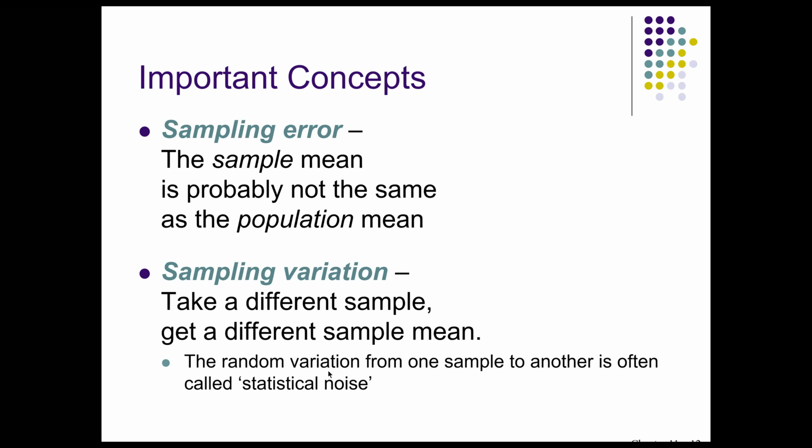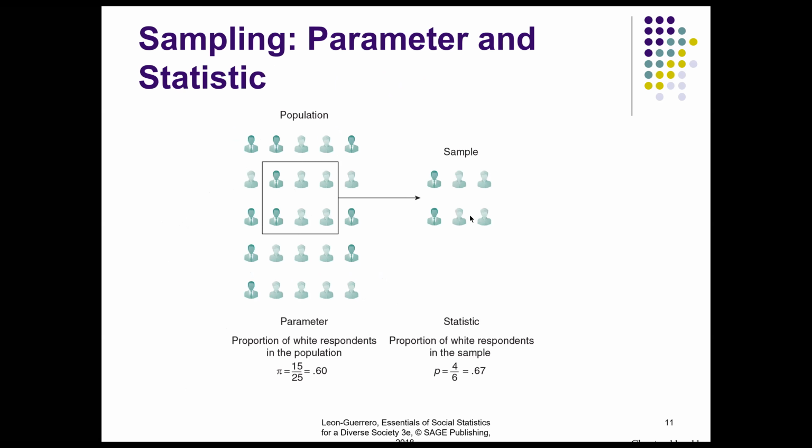Sometimes you might read about in the media, newspapers, things like that, about something called statistical noise. So there is a certain amount of variation from one sample to another, and that variation is also called statistical noise. So going back here, looking at this visual again.